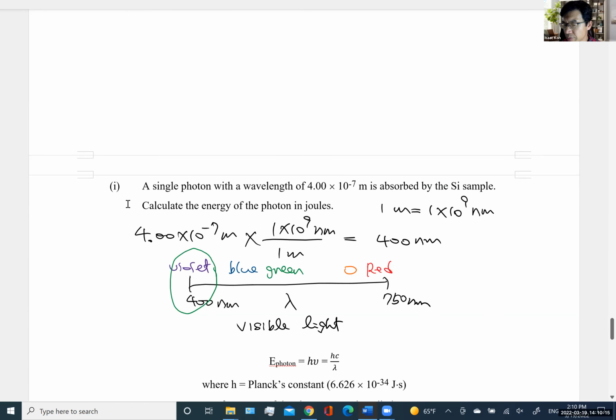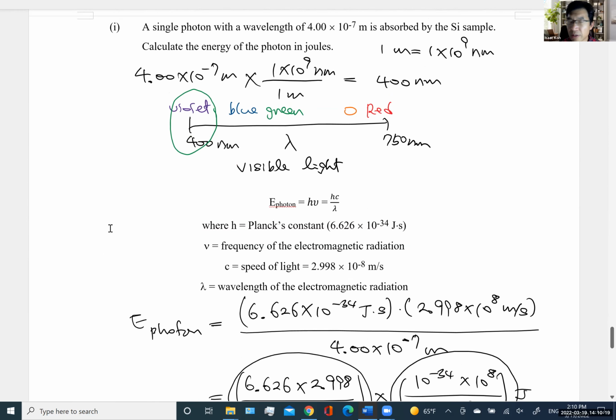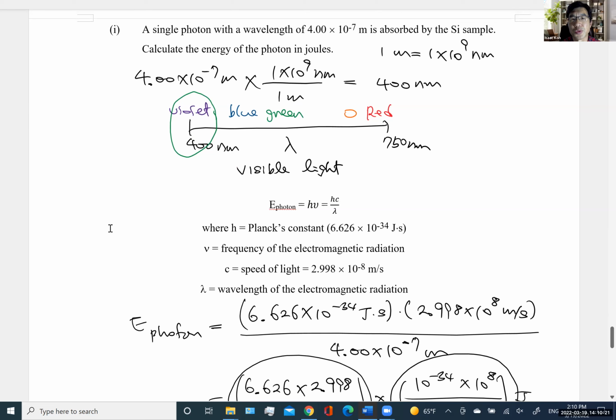And this one is the last problem. A single photon with a wavelength of 4.00 times 10 to the negative 7 meters is absorbed by the silicon sample. Calculate the energy of the photon in joules. Let's think about the wavelength. We need to understand wavelength and energy.